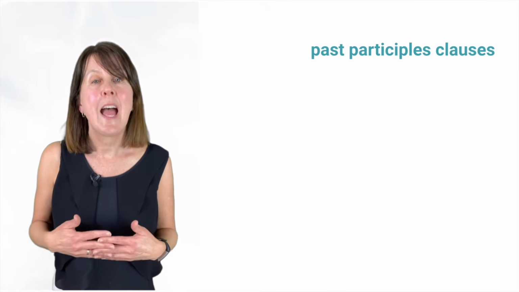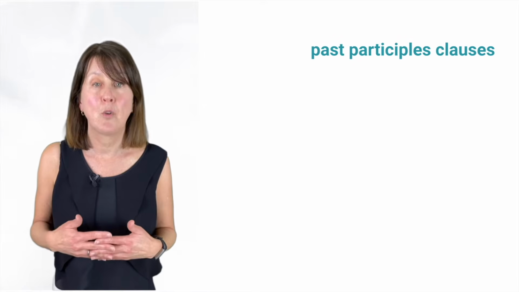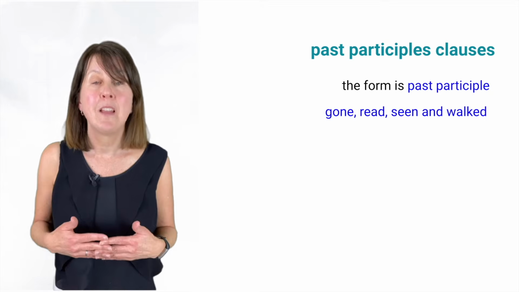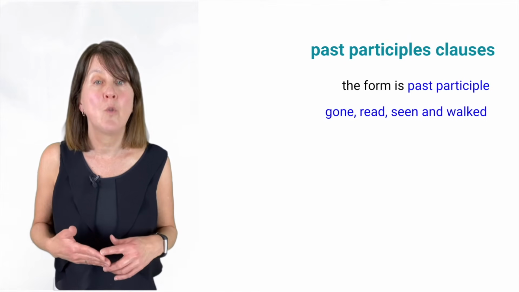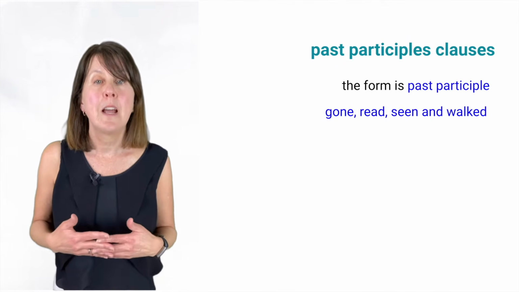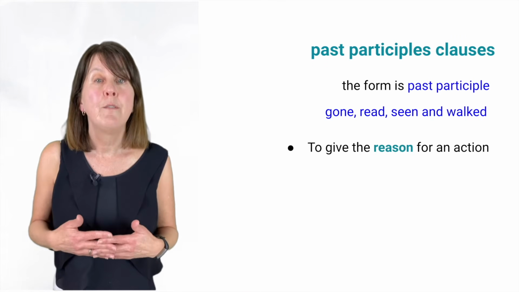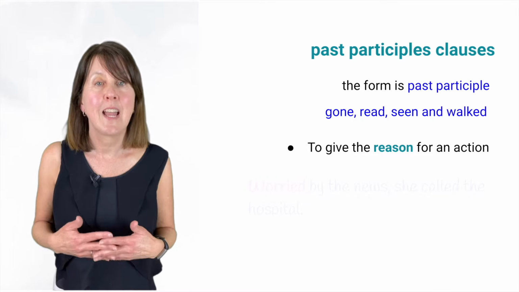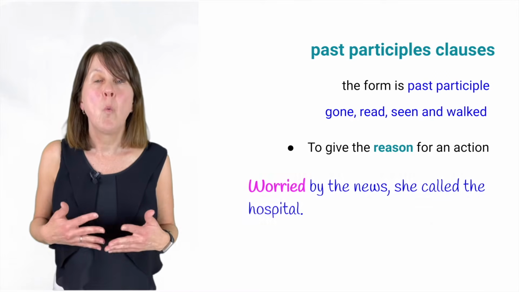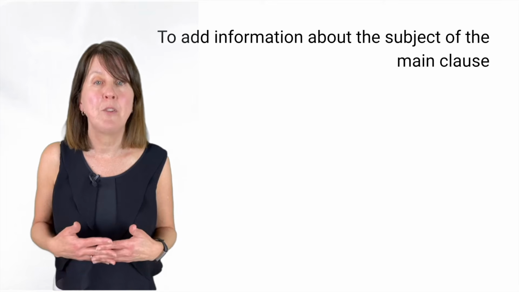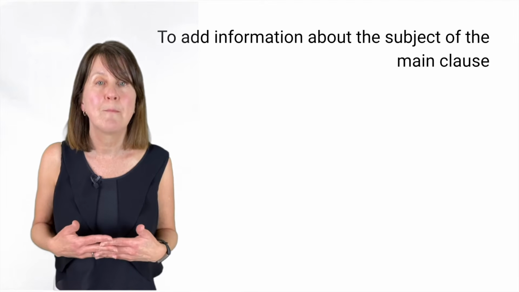Present participles have a similar meaning to active verbs. Now let's look at past participle clauses. The form is just the past participle, such as gone, read, seen and walked. So, like present participles, they can be used to give the reason for an action. As in this example, worried by the news, she called the hospital.